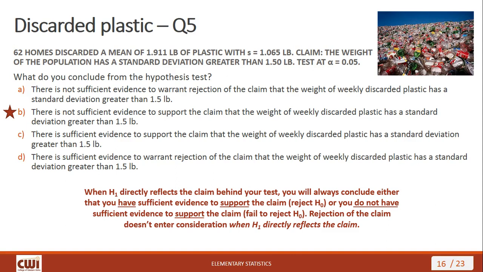So keep in mind that because we have that direct reflection of the claim as the alternative hypothesis, we're looking for evidence to support the claim. If we have sufficient evidence to support the claim, that will come from rejecting the null hypothesis. If we don't have sufficient evidence to support the claim, that will come from failing to reject the null hypothesis.